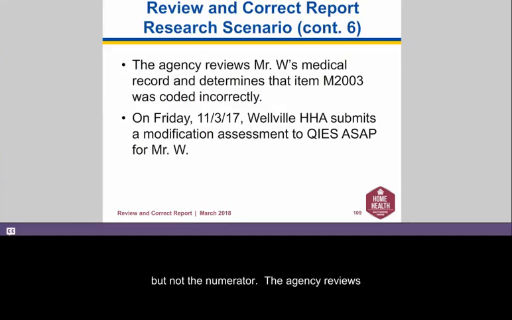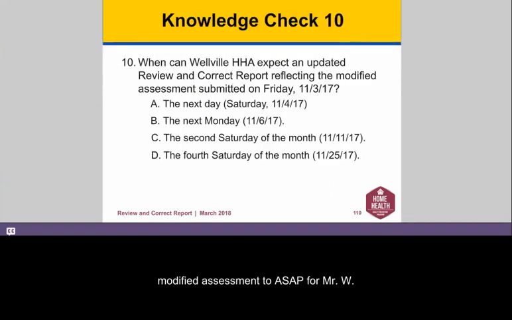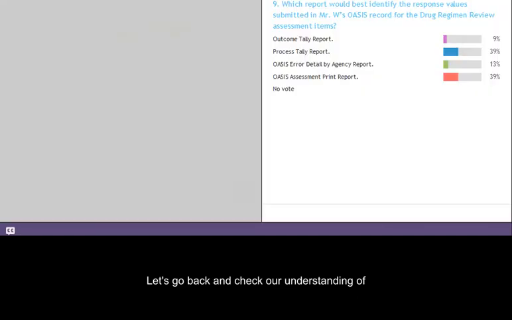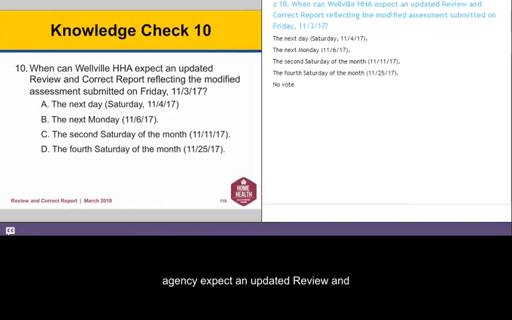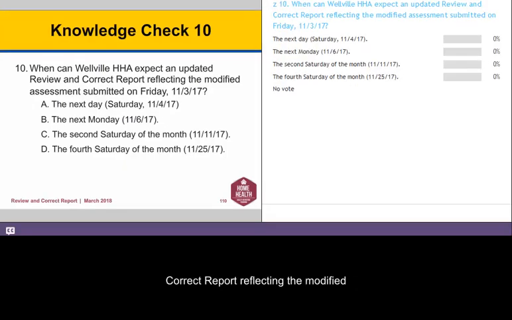The agency reviews Mr. W's medical record. They determined that item 2003 was in fact coded incorrectly. On Friday, 11/3, Wellville Agency submits a modified assessment to ASAP for Mr. W. Let's go back and check our understanding of this process again. When can Wellville Agency expect an updated review and correct report reflecting the modified assessment that was submitted on Friday, 11/3?